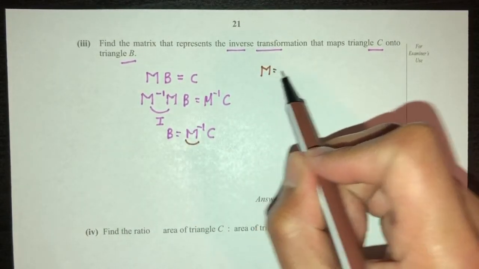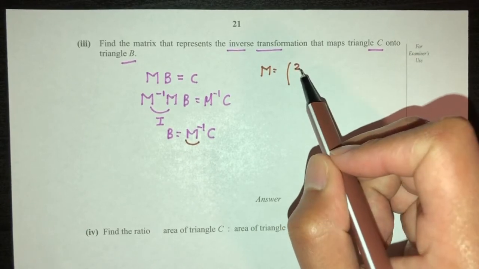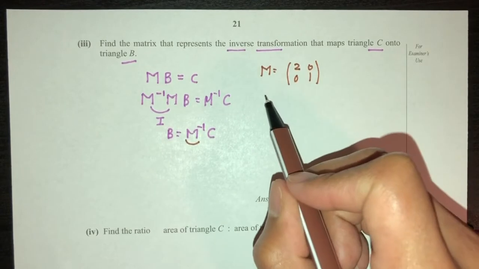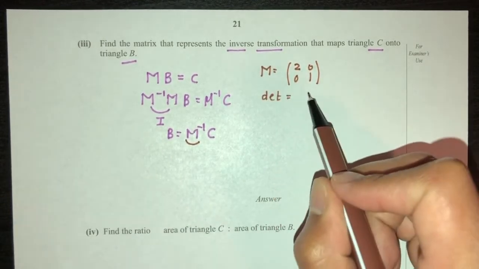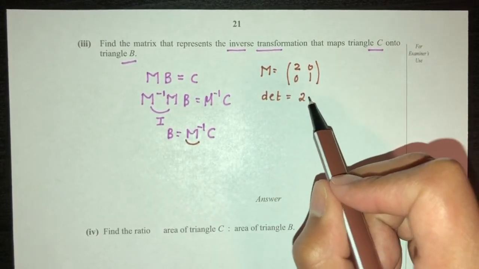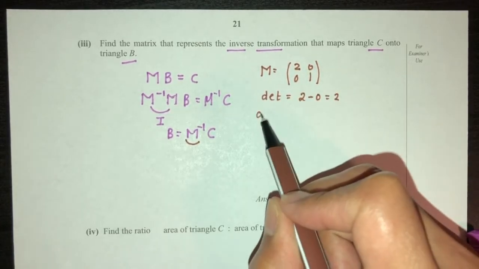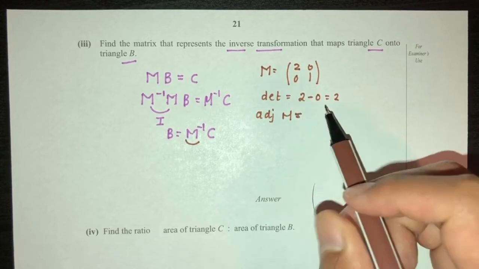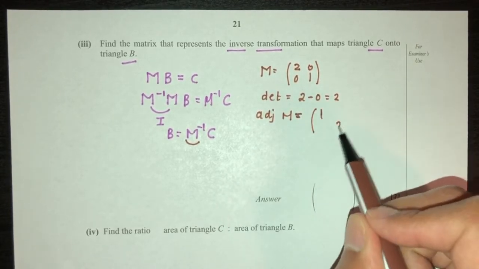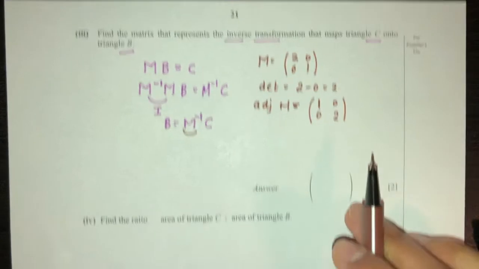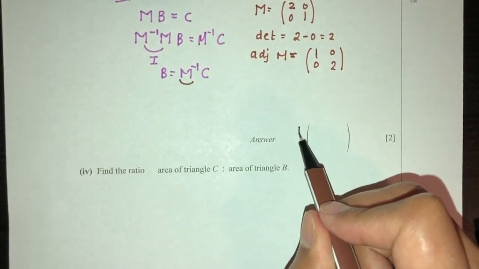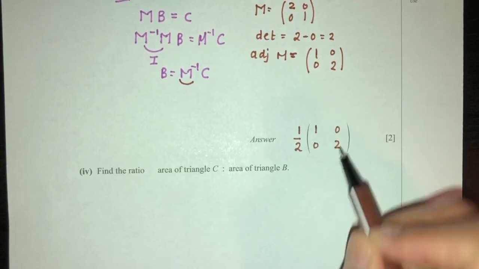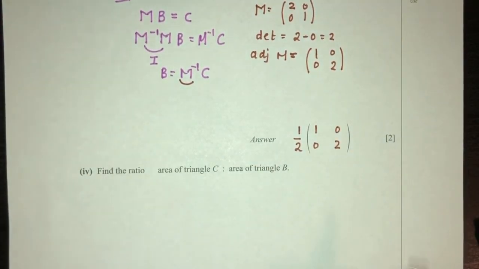M was given to you in part 1 as 2, 0, 0, 1. So we have to find M inverse. First we have to find the determinant, which is cross multiply. 2 minus 0 is 2. And we have to find the adjoint matrix of M, which will be 1, 0, 0, 2. So M inverse will be 1 over determinant times this matrix. That will be 1/2, 0, 0, 1. That is the answer to part 3.